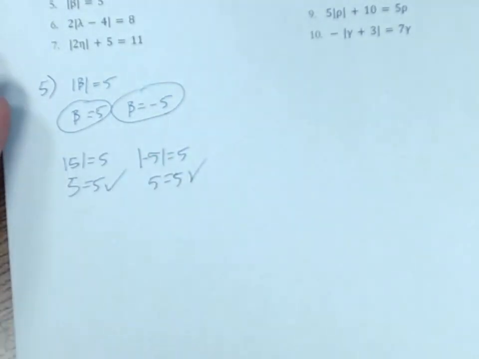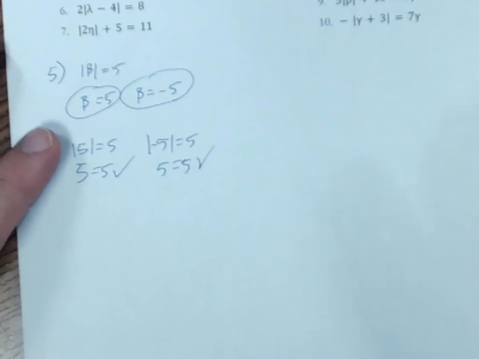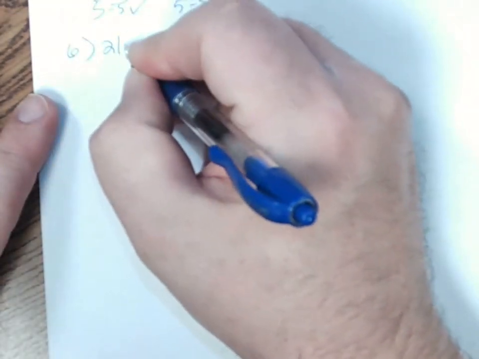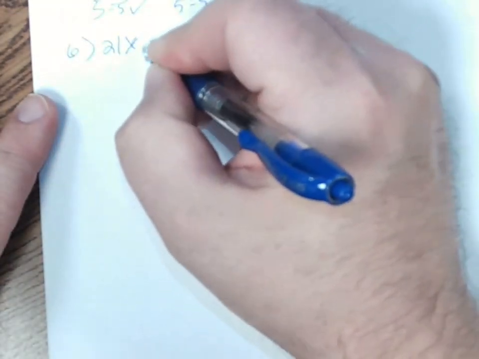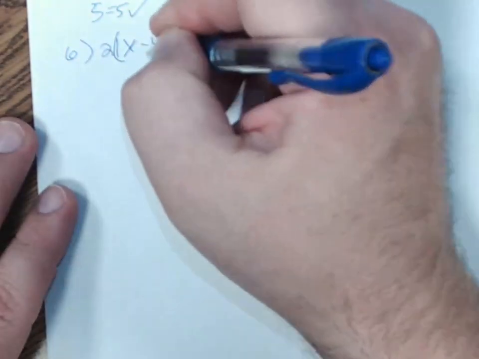I'm going to do 6 and 7, I think. I'd like to do all of them, but I unfortunately don't have that kind of time because this video is getting long. So here's number 6. We've got 2 times the absolute value of x minus 4 equals 8. Now you'll note that there is a 2 outside the absolute value bars.